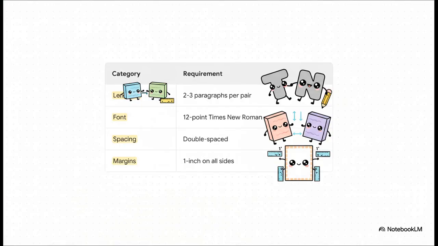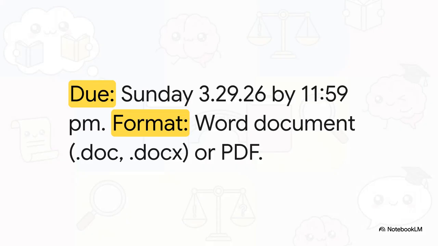And hey, don't lose easy points on formatting. Just keep it clean, keep it professional: 2 to 3 paragraphs for each pair, standard 12-point font, double-spaced, 1-inch margins. It's simple stuff, but it shows you're taking this seriously. Finally, the most critical details. Make sure you get this in by Sunday, March 29th at 11:59 p.m. and make it a Word doc or a PDF. Go ahead, set a reminder in your calendar right now so you don't forget.